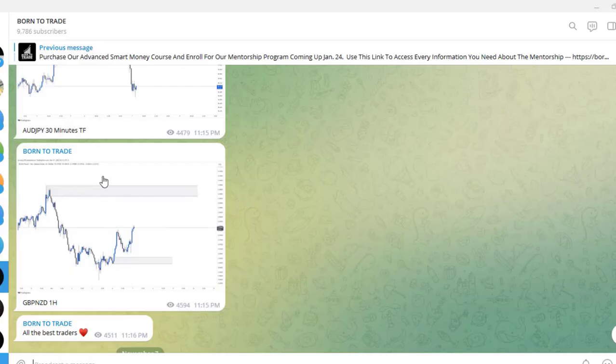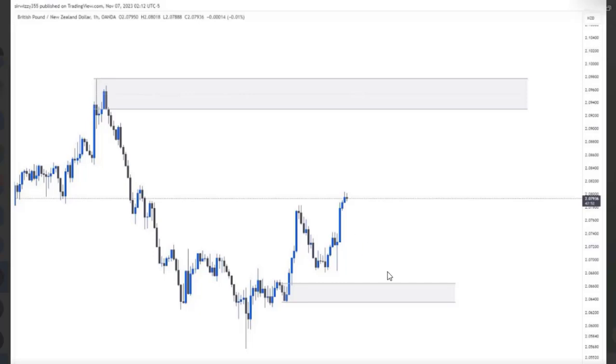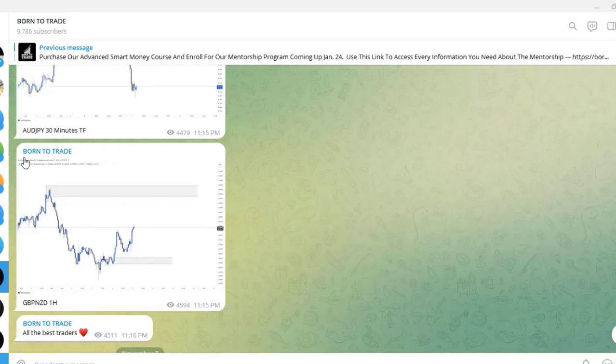So here is my Telegram community, and from what you can see, this GBP NZD, the 1 hour time frame which I'm analyzing right now. So if you look at it, this was exactly how the setup looks like when I actually analyzed the market and shared it to my Telegram community.